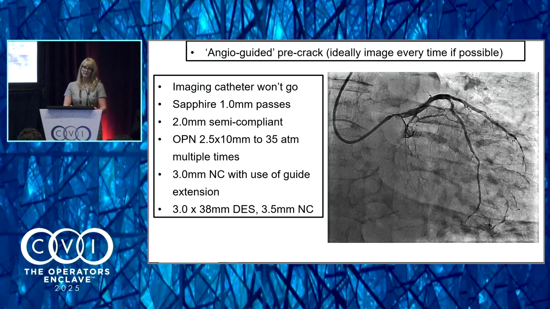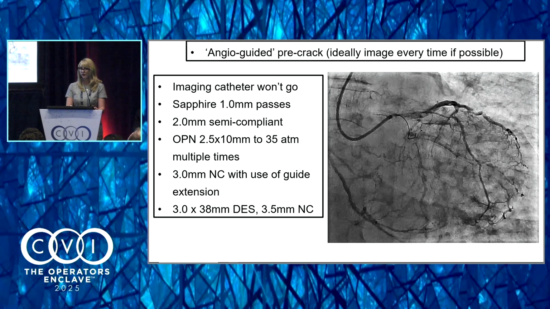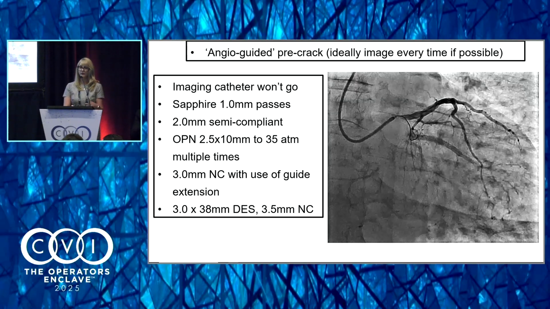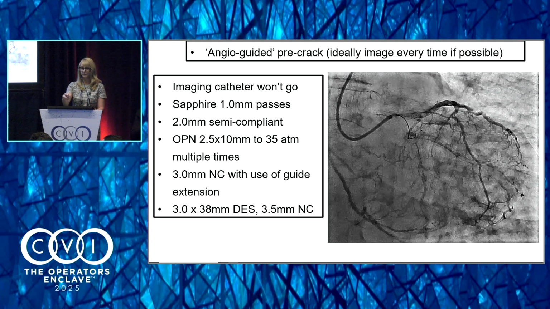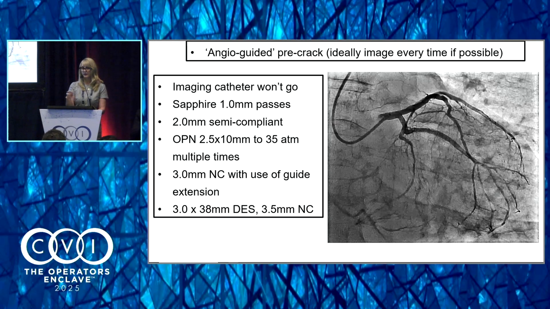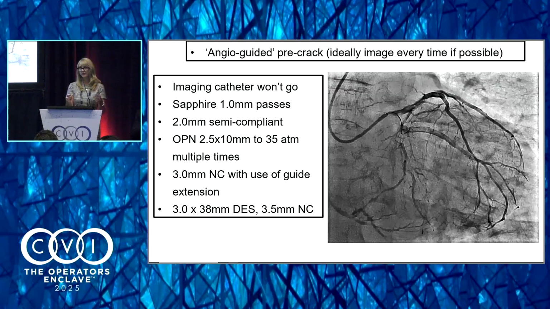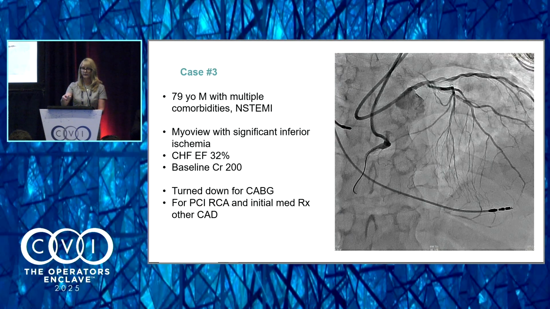Then I took a 2.5 OPN down. I inflated it to 35 atmospheres multiple times throughout the lesion. Was subsequently able to get larger NCs down, and with use of a deep-seated guide extension was able to deliver a drug-eluting stent with a reasonable final result. So again, I would encourage you to use imaging obviously for all of these cases, but even when you can't, if you downsize the balloon appropriately, you can proceed pretty safely with your intervention.